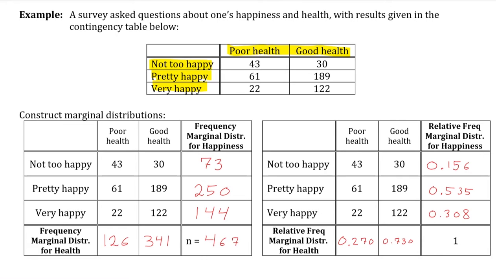Now, note that I did say that these should add up to approximately 1. If you actually take the column totals of 0.270 and 0.730, they do add up to exactly 1. However, the row totals are a little bit off. 0.156 plus 0.535 plus 0.308 actually add up to 0.999. This is simply due to rounding error, depending on how many decimal places you select. This is something that should not be too surprising though, and sometimes this happens.